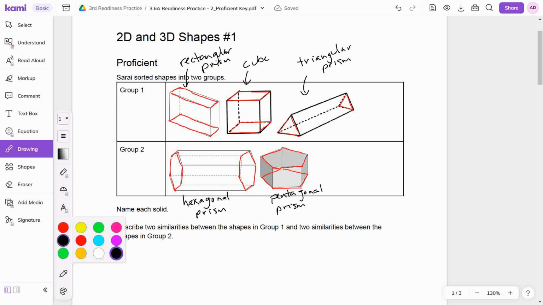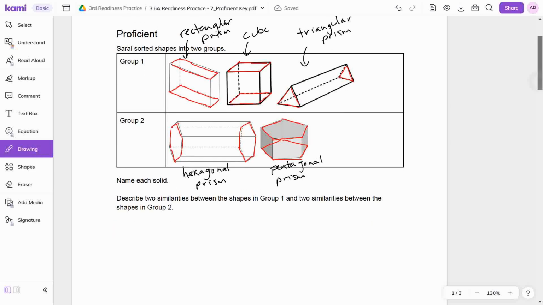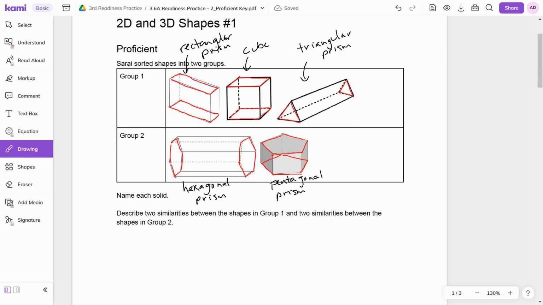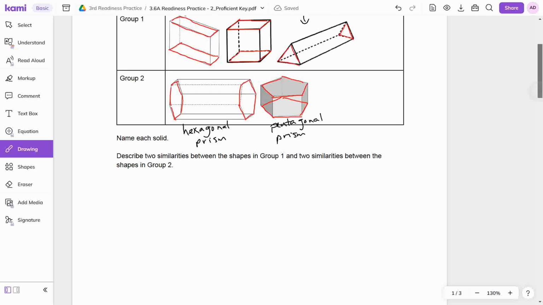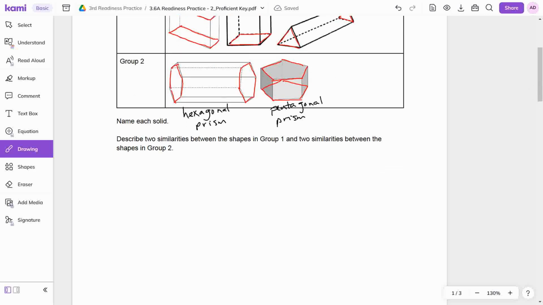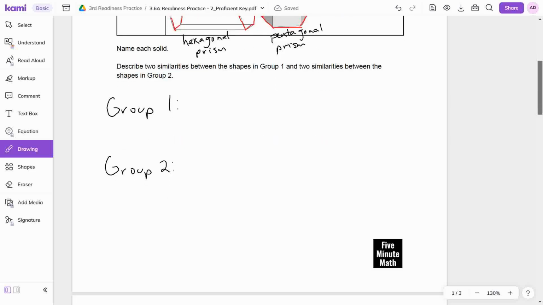All right. And so what we need to do now is, after we've named each solid, we need to describe two similarities between the shapes in group 1, two similarities between the shapes in group 2. So let's say group 1, and let's put group 2. Knowing that your answers might be different than mine, I will go ahead and put answers may vary down here, but I'll give you a few options to choose from.